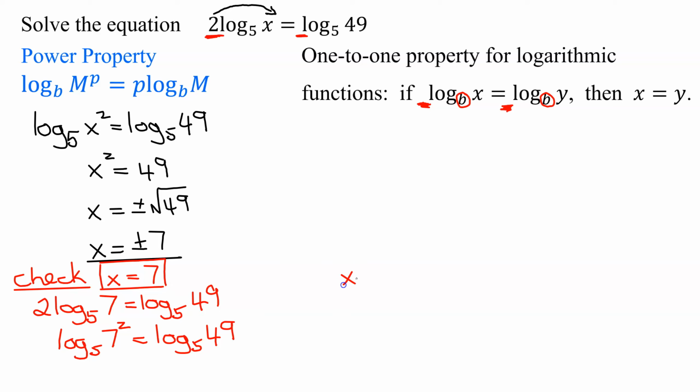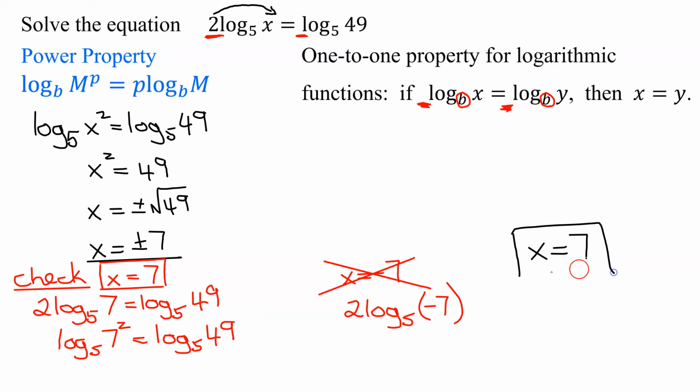Now I need to check x equals negative 7. Plug it into the original equation. 2 times log to the base 5 of x, which is negative 7. Is negative 7 a positive number? No. So that says x equals negative 7 is an extraneous solution. So what's the answer to this problem? X equals positive 7. There is just one solution to this equation.